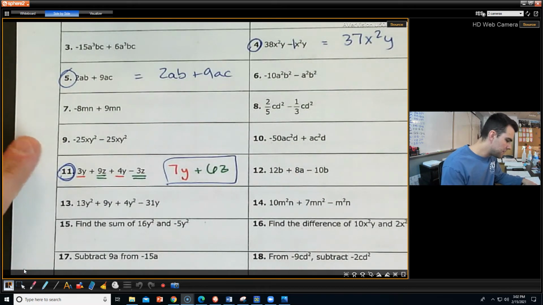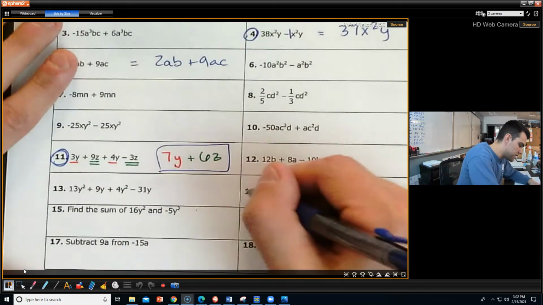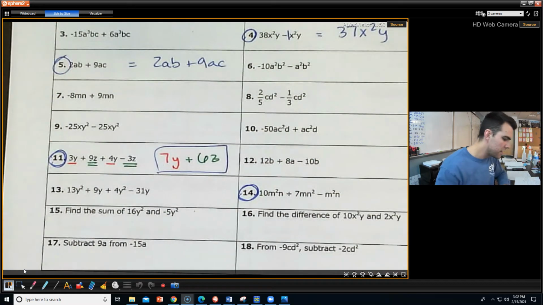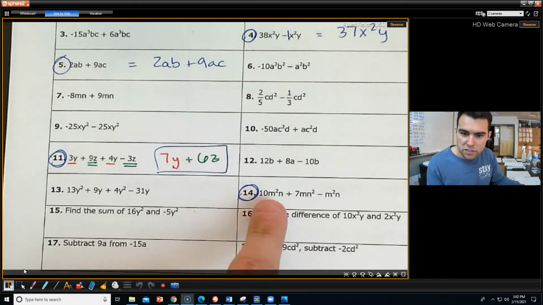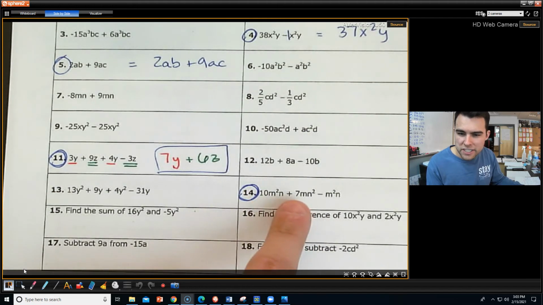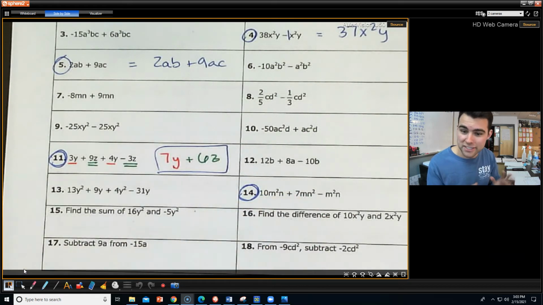Let's look at something like number 14 now. All right? Variables, all the same. They all have m's and n's, but it comes down to their exponents as well. So this one's 10m squared n. This one's 7mn squared. These guys are not like terms. I cannot do 10 plus 7. It's not going to work.